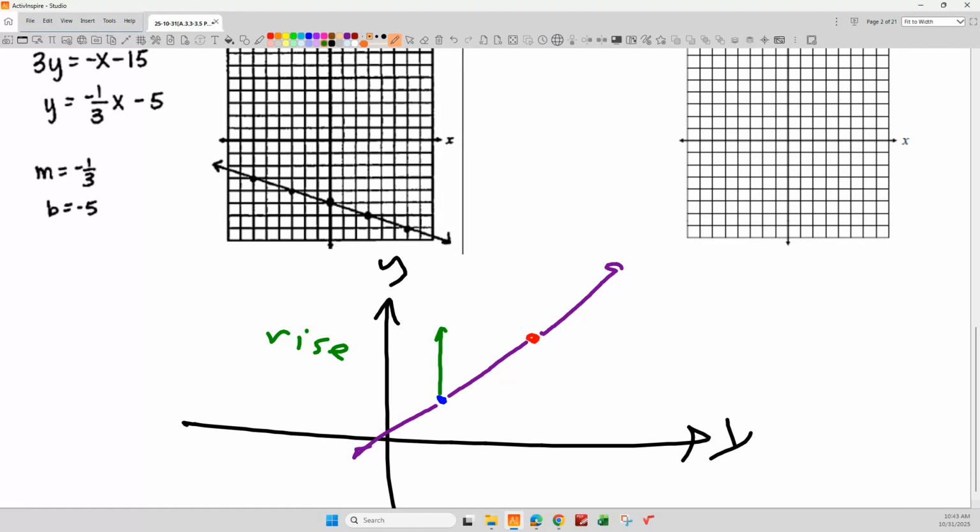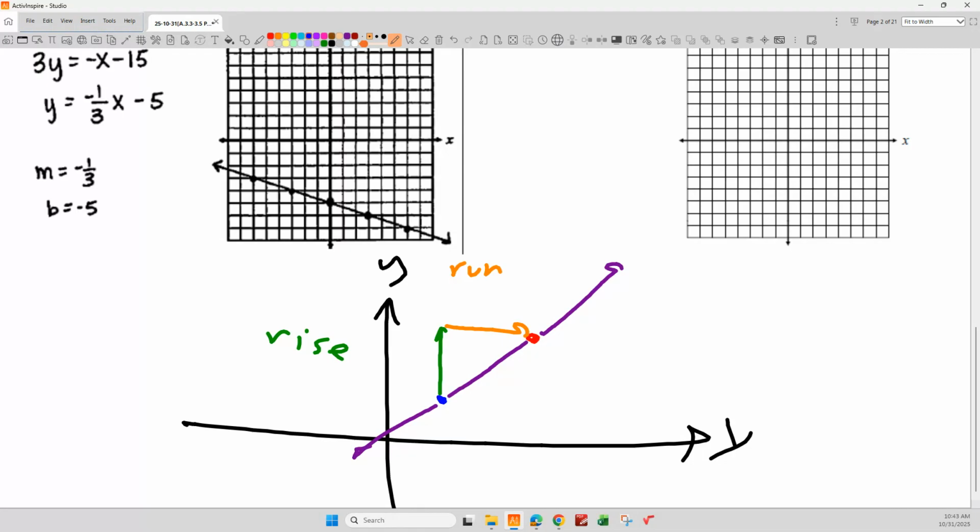How much it goes horizontally. Good. So how far is it going to the right? So this is the run. So how are we going to define that? Well, if I had coordinates, it'd be easy to do, right? For example, you've got to watch this really closely and you'll make this connection here.